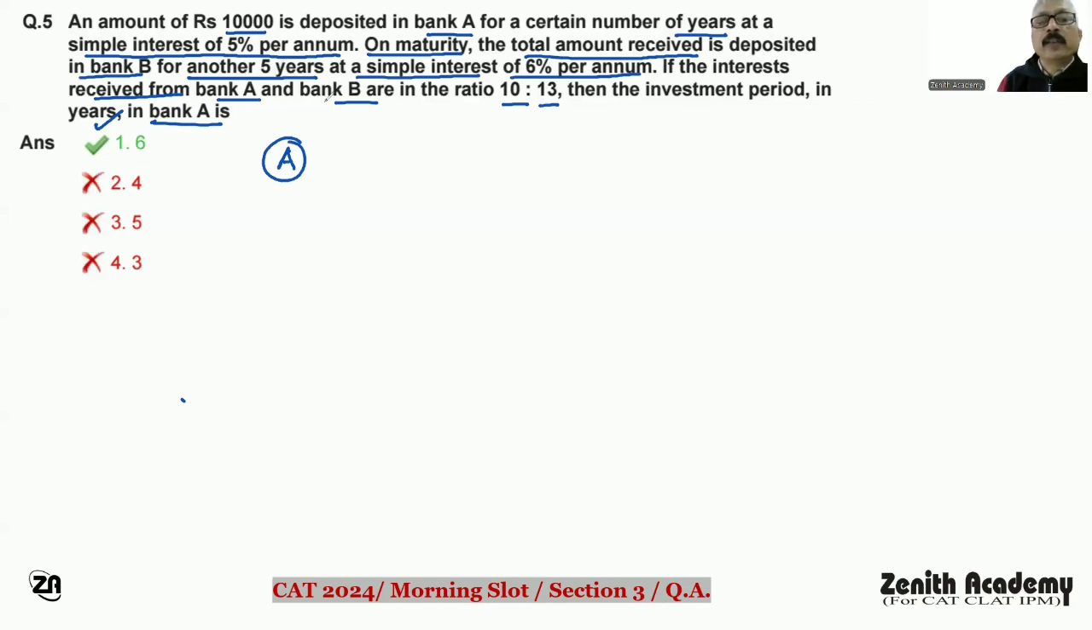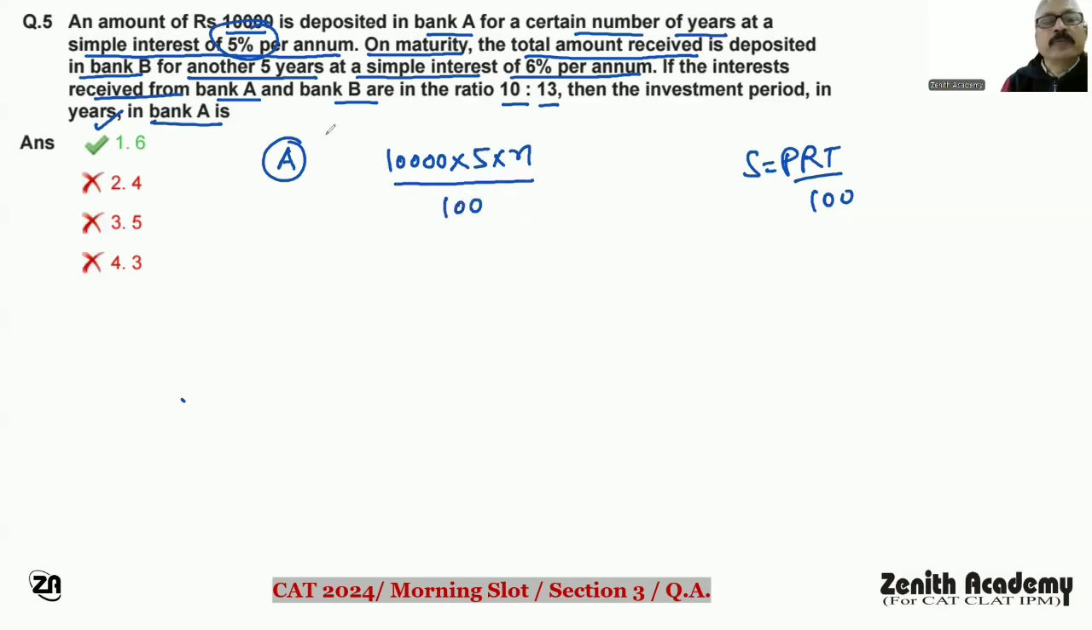So the interest received from bank A is simple interest, with the simple formula SI equals PRT by 100. All of you know it. So the simple interest from bank A is on a principal of 10,000, R is 5%, and a certain number of years, suppose it is n. So this is the simple interest received from bank A.